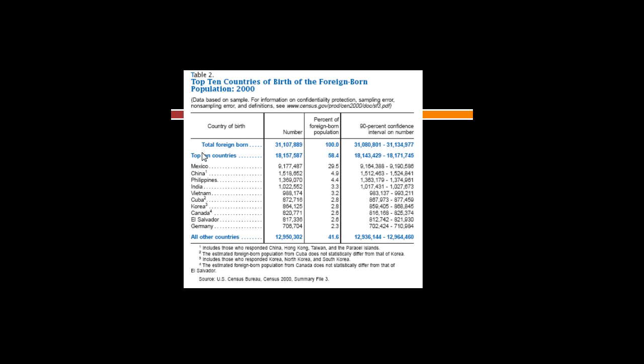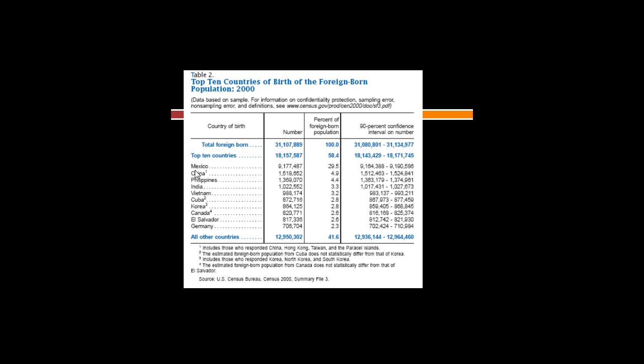Finally, what I want to do is look carefully at this. It shows us basically the top 10 source countries for the year 2000. And trust me, these numbers don't change very much over time. So for the year 2010, you're going to see the exact same list of countries. And all I want to do is focus in on the top 5. So Mexico, followed by China, followed by the Philippines, followed by India and Vietnam. We will ignore Cuba, Korea, Canada, El Salvador, and Germany for our discussion right now.